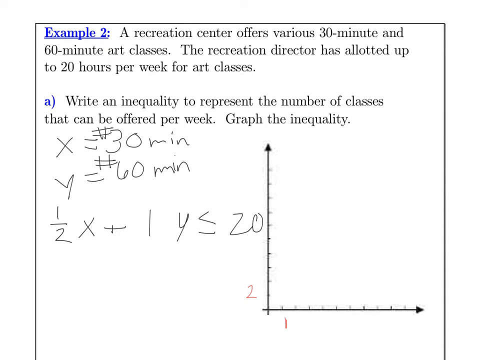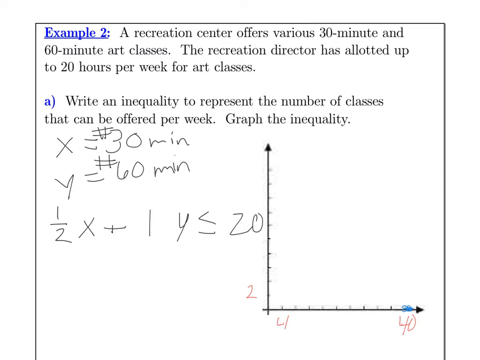So if I go ahead, oh, you know what? I just noticed that if my x-intercept, if I cover up the y's and I divide both sides by a half, I'm actually going to end up with 40 for my x-intercept. So I think I'm actually going to have to go by 4's on my x-axis. So I'm going to change my mind there. So 4. So here, way over here is 40. Okay, so I have an x-intercept at 40.